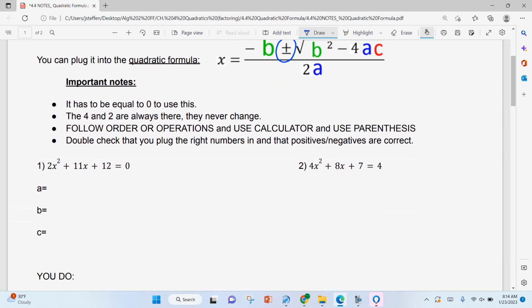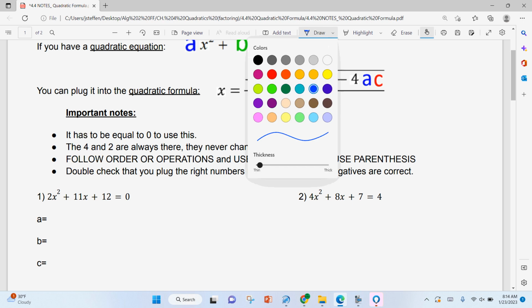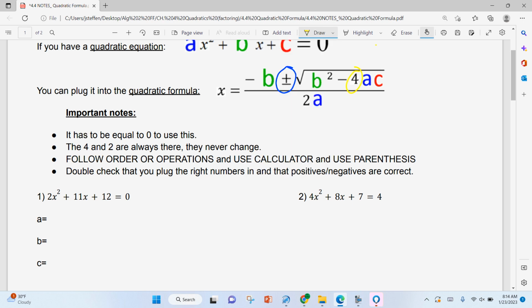So a couple important notes. It has to be equal to 0. That's the main thing. When you're solving, it's got to be equal to 0. The 4 and the 2 are always there. I've had people ask me several times, where does the 4, where does the 2 come from? That's part of the equation. It's always there. It's always a 4. It's always a 2.